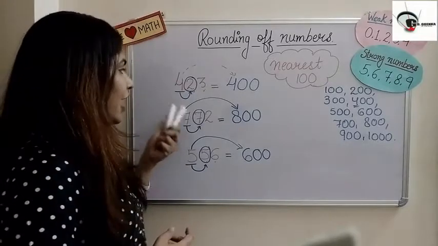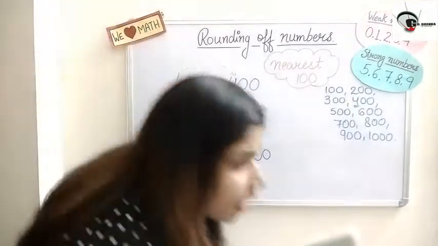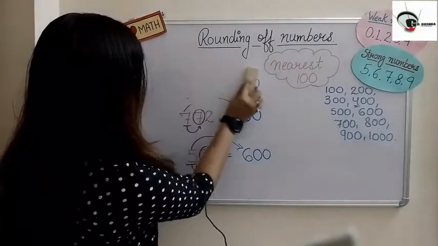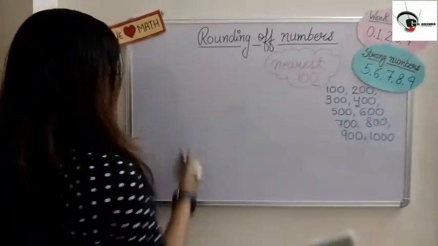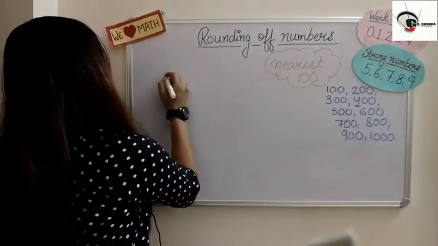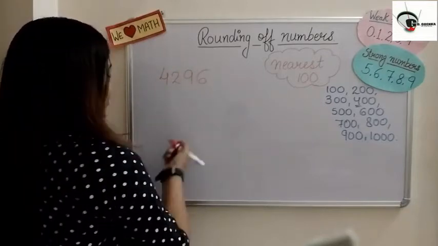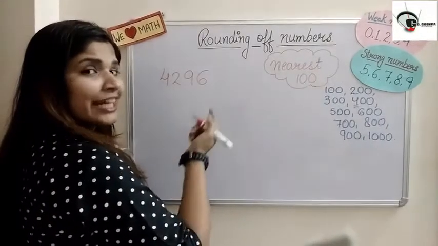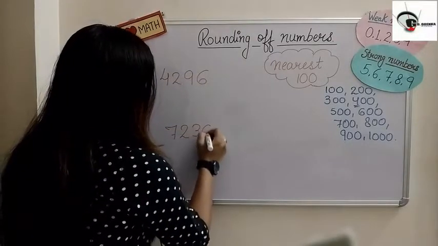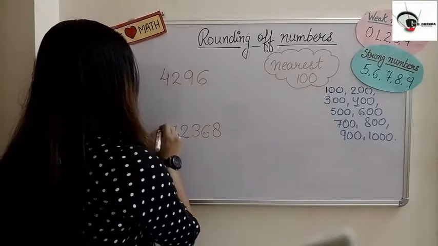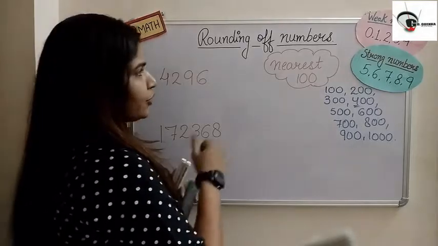Similarly, here I have chosen 3-digit numbers, but it can be more digits also. Let us see how. If I have a number of 4 digits, 4, 2, 9, 6, and one more number of 6 digits, 7, 2, 3, 6, 8 and 1. I'm taking these larger numbers now to make you more clear about the nearest 100.